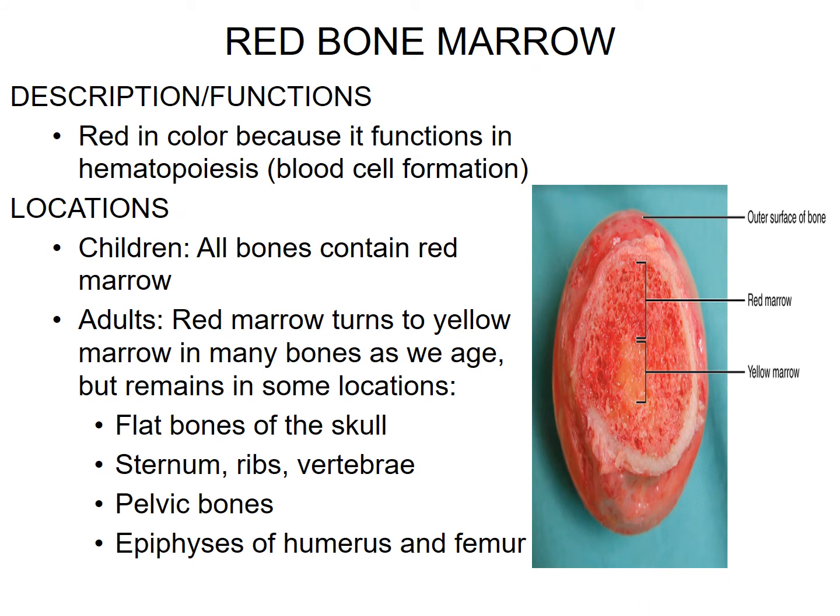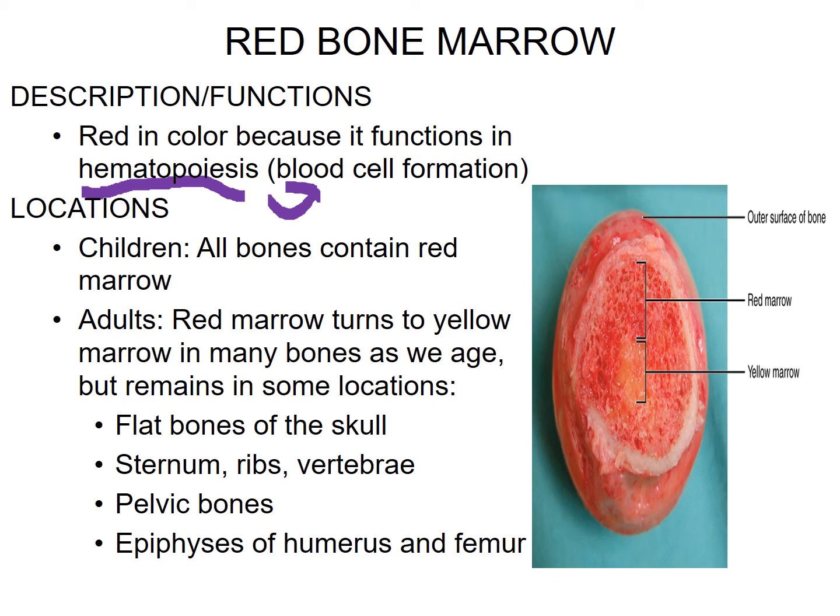So let's talk about the difference between red bone marrow and yellow bone marrow. Red bone marrow is red in color because it functions in something called hematopoiesis, which means making your blood. Now, if you recall back to Chapter 4 when we studied blood as a connective tissue, you'll remember that 95% of the picture was just a whole bunch of red blood cells. It was just those little pink donut looking things everywhere. And we had like 1 or 2 white blood cells, and I don't even think I could find platelets in the picture.